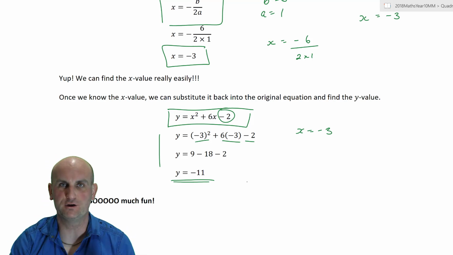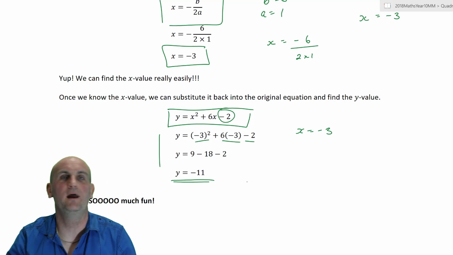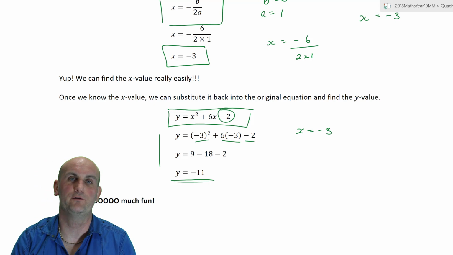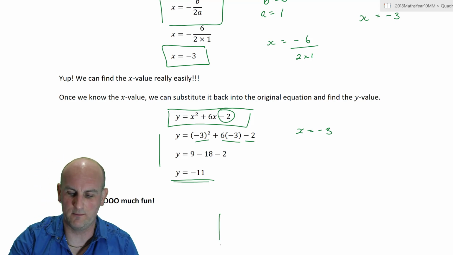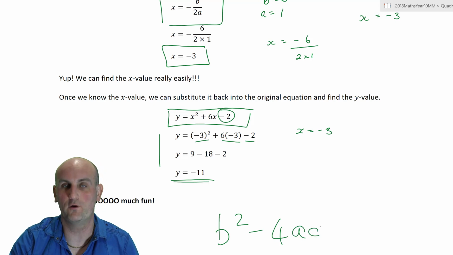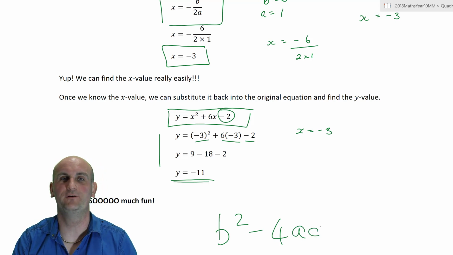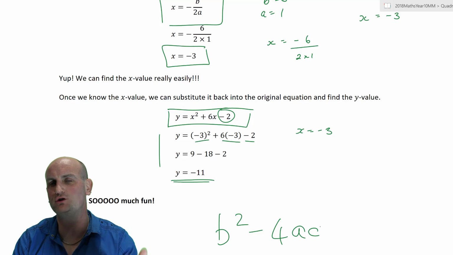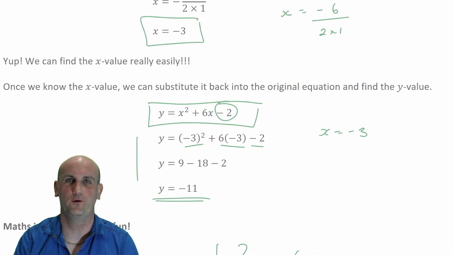Now, again, personal preference. Do you use completing the square? Do you use axis of symmetry? Who knows? This video, believe it or not, actually started about the discriminant, which is, if you remember, b squared minus 4ac. And why do we use it? We use it to find whether there are 1, 2, or 0 solutions for a quadratic equation.